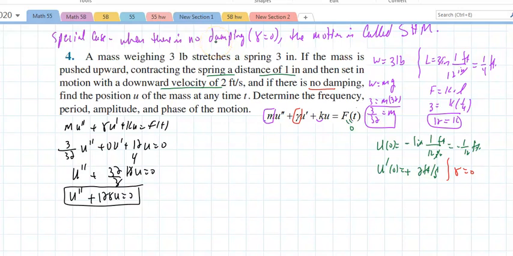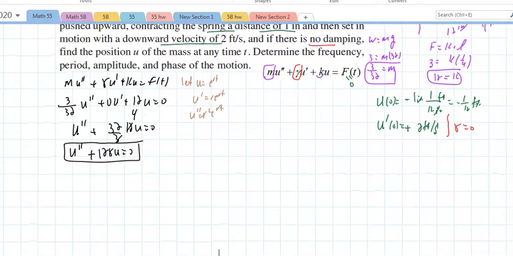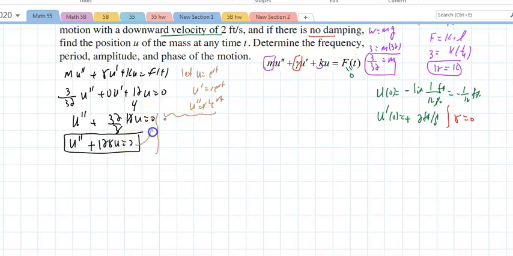Well, guess what? We've been doing this all along. I am going to let u equal e to the rt, u prime is r e to the rt. And why am I doing that? Because this is a linear differential equation with constant coefficients. And in turn, this becomes r squared plus 128 times e to the rt equals 0. e to the rt can never equal 0. r must equal plus or minus the square root of 128. The square root of 128, 64 times 2, plus or minus 8 radical 2 i. Here we go. Got it.